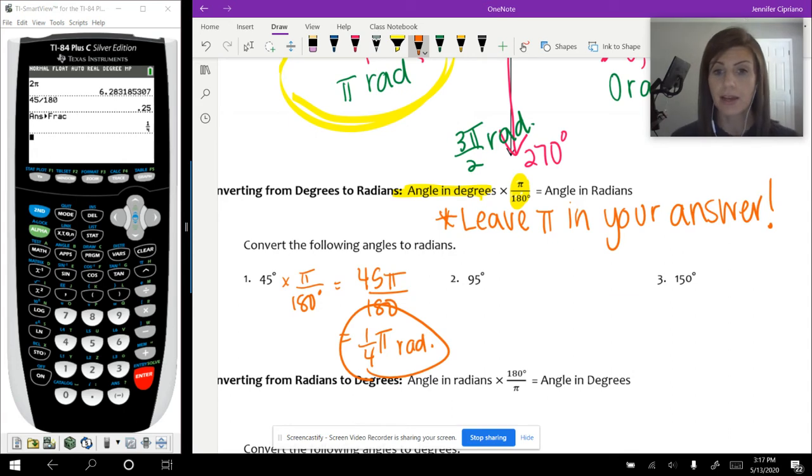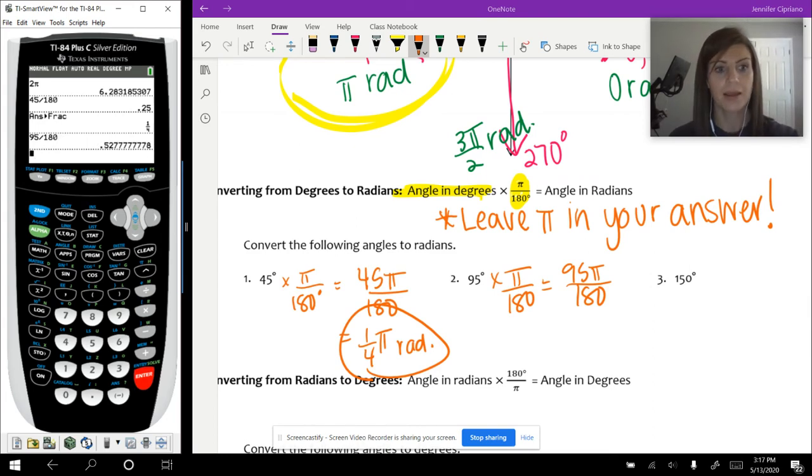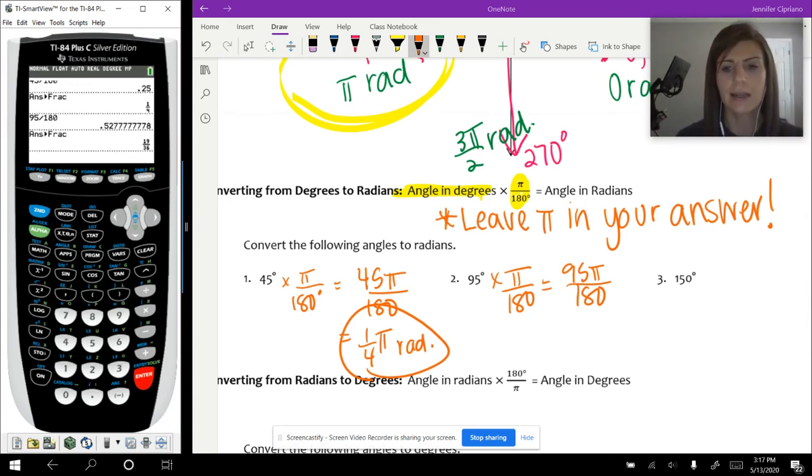Okay, so doing the same thing in number 2. So it's in degrees. To get to radians, we multiply by pi over 180. So that would be 95 pi over 180. So in my calculator, I'm going to do 95 divided by 180. That gives me a decimal. And then math number 1 is going to turn that into the reduced fraction. So 19 over 36 times pi radians.